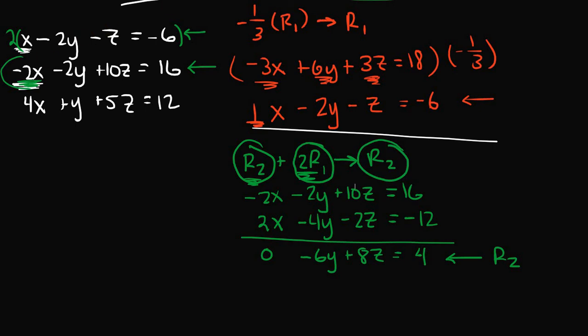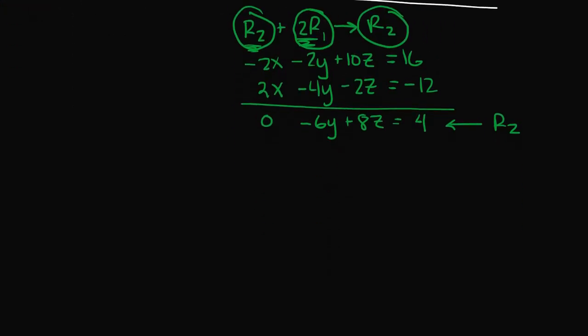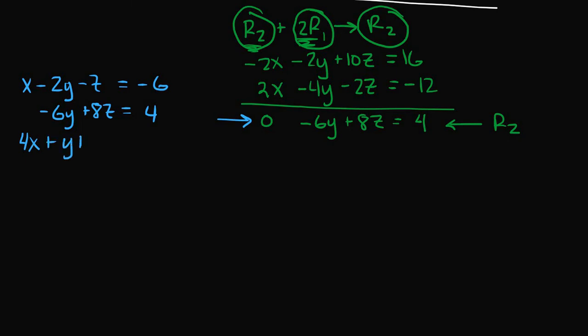So now if I scroll down a little bit more, we have another equivalent system, which is x minus 2y minus z is equal to negative 6. And then our new equation R2 is negative 6y plus 8z is equal to 4. And then finally our third equation was 4x plus y plus 5z is equal to 12. So great, we got a zero term here. And now I'm going to try to get rid of this term right here and make that a 0.